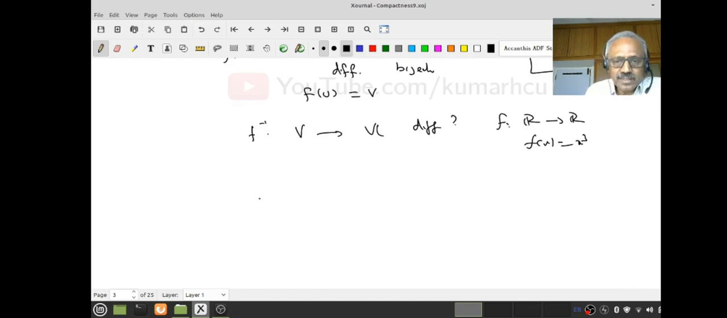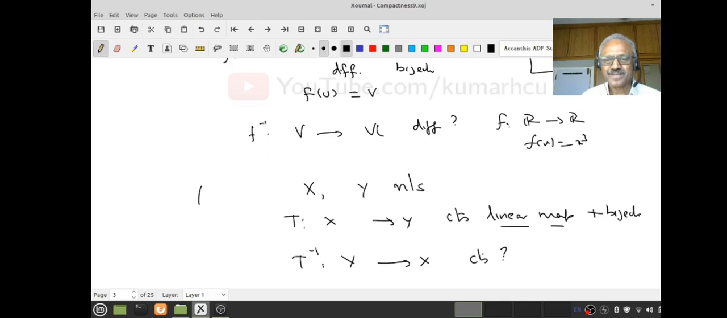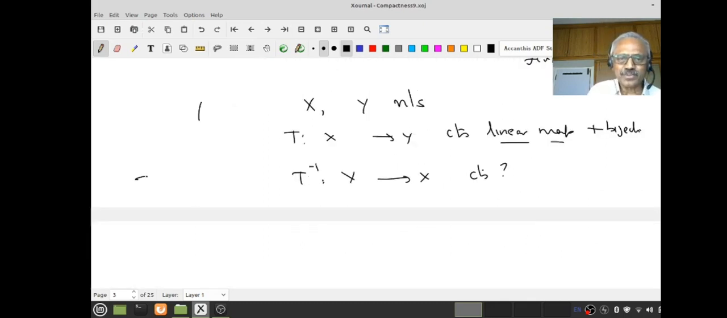A similar thing you would have seen if you are learning functional analysis. If X and Y are normed linear spaces, and if T from X to Y is a continuous linear map which is also a bijection, then I can ask whether T inverse from Y to X will be a linear map. Notice that algebra doesn't fail you. T inverse will be a linear map, it will be a bijection also, but whether it's continuous, that's not true. That is where you call the inverse mapping theorem.